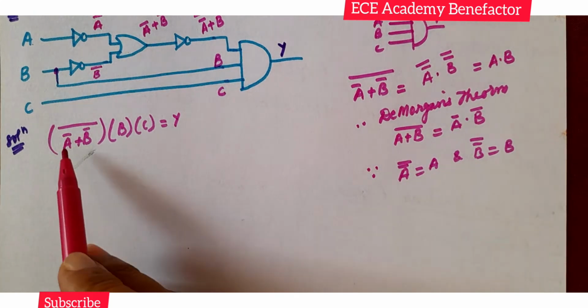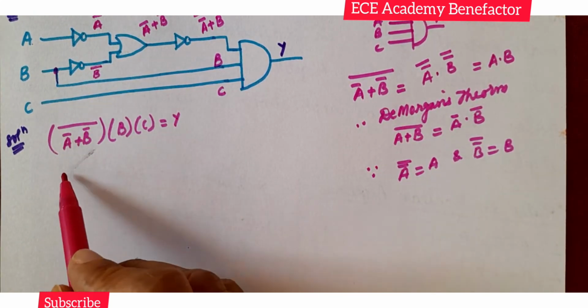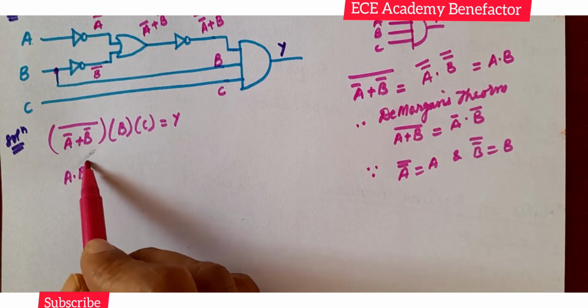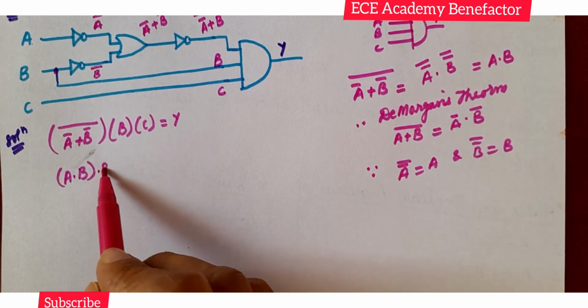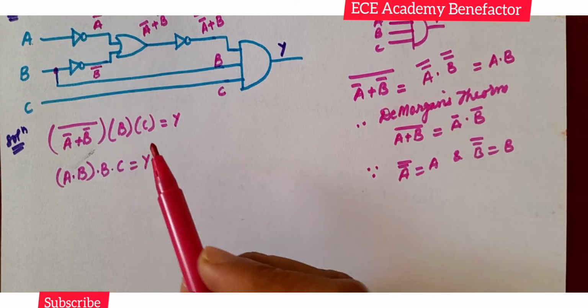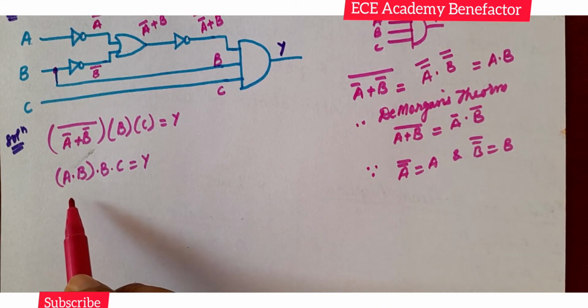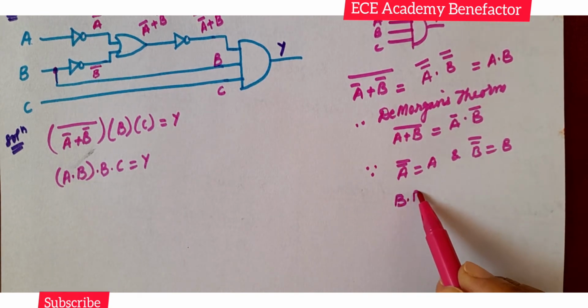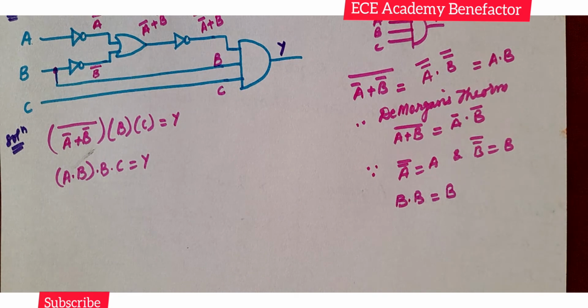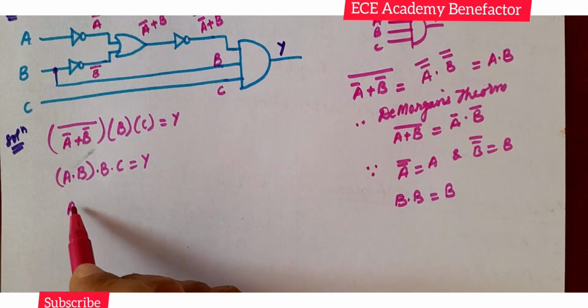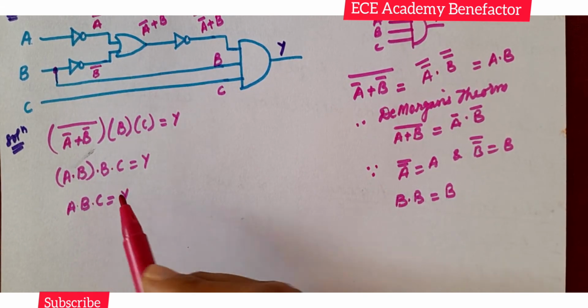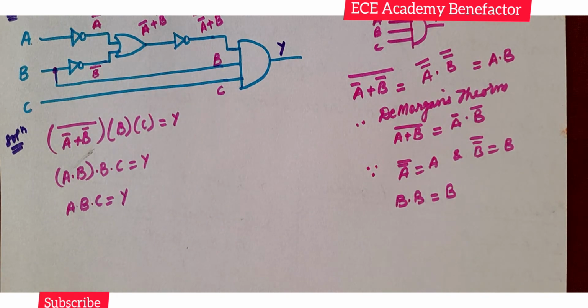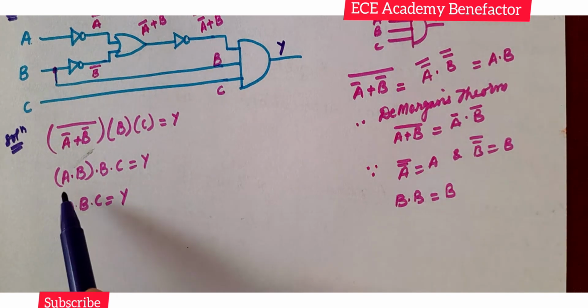So, what can we write after simplifying this term? We are getting A dot B dot C is equal to y. So, what is B dot B? B dot B is equal to B by a rule of Boolean algebra. So, B dot B becomes B, and A dot B dot C is equal to y. This is the expression for y for the given circuit diagram.